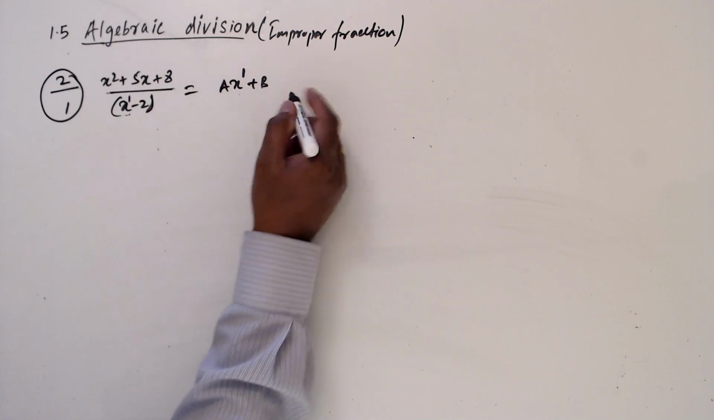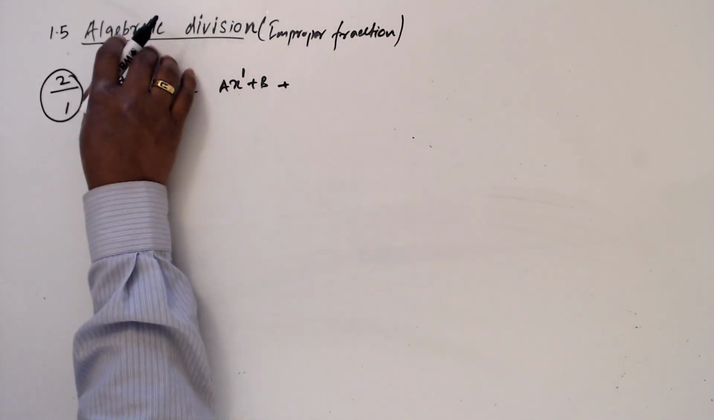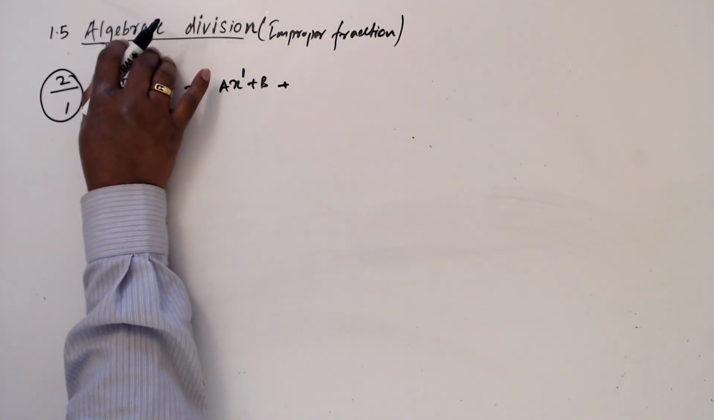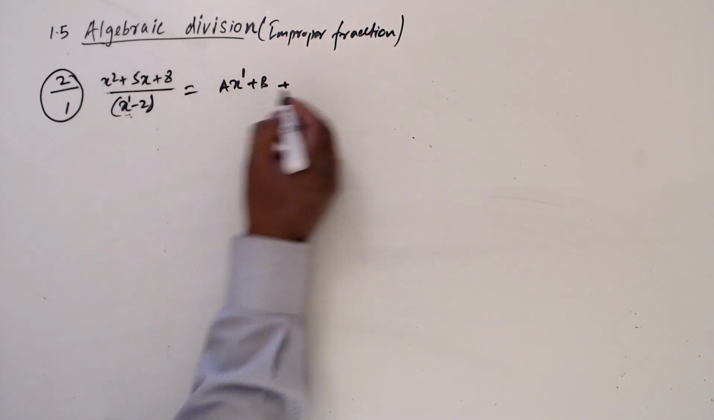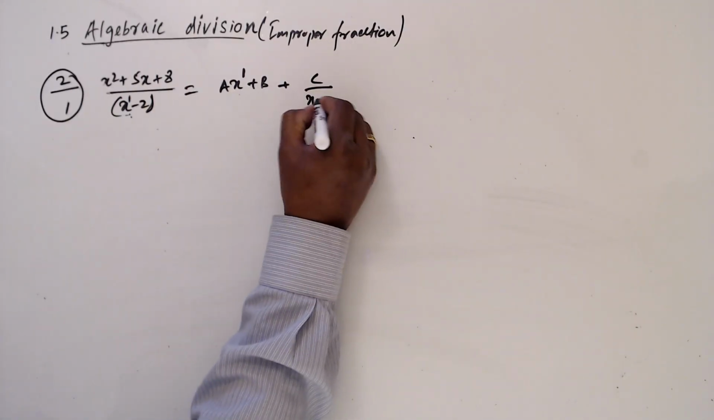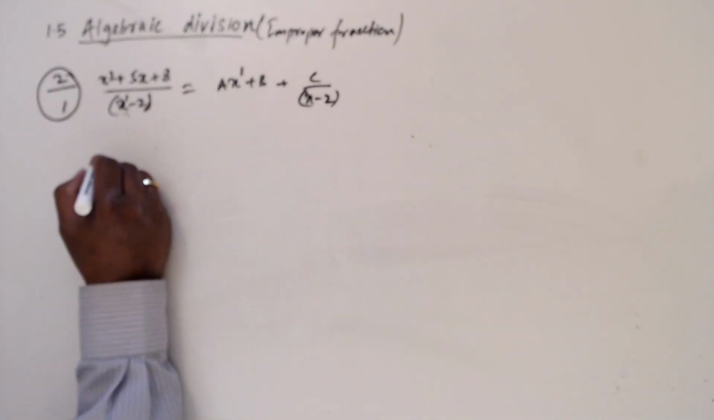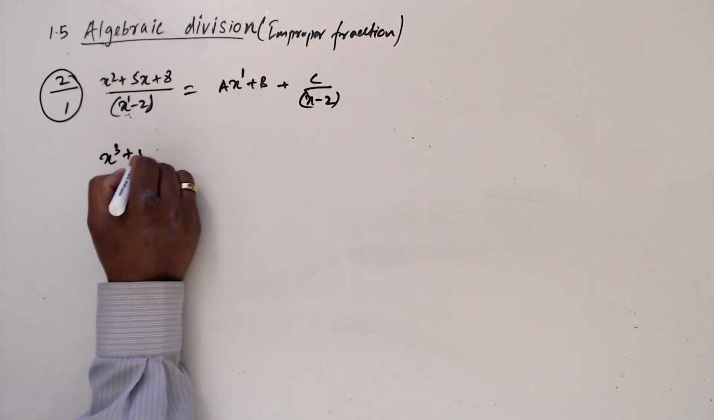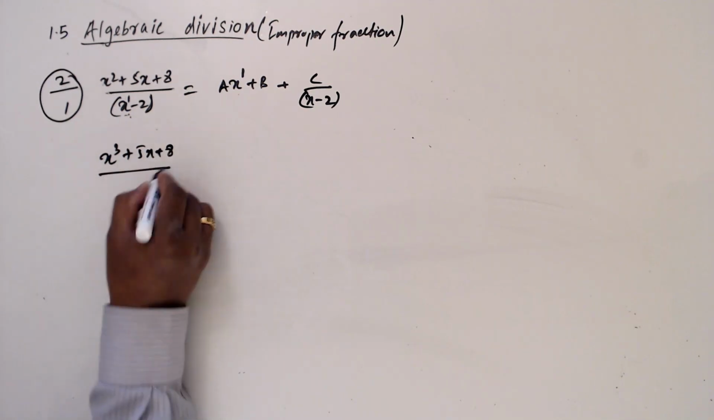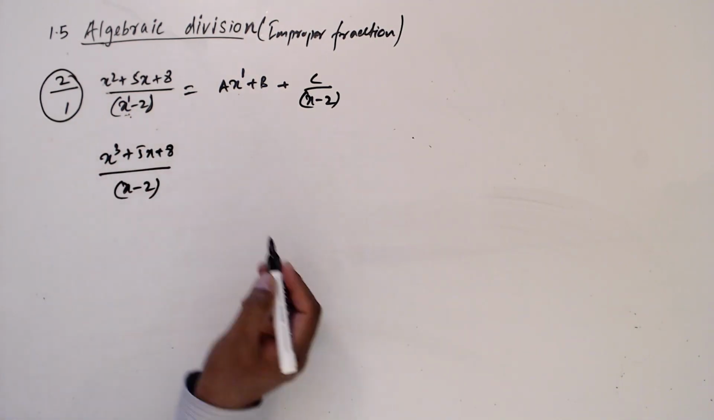The improper part. Then we forget the numerator and look at the denominator, and we write C over x minus 2. Now we'll discuss another one: x cubed plus 5x plus 8 over x minus 2.